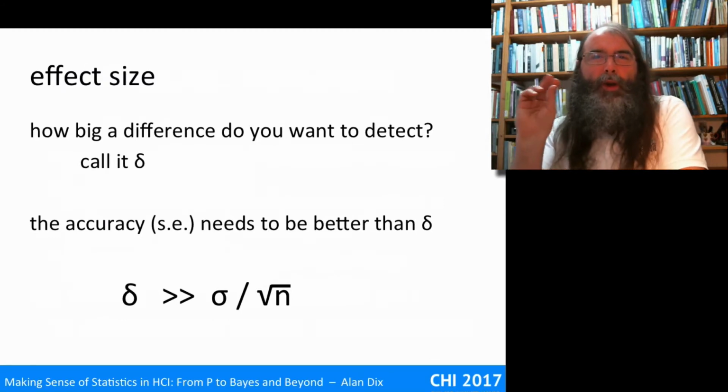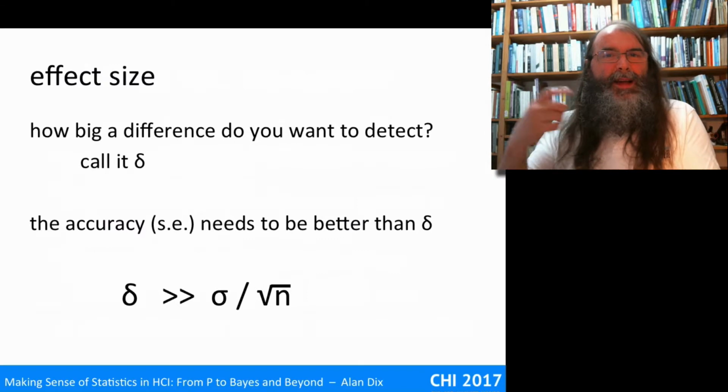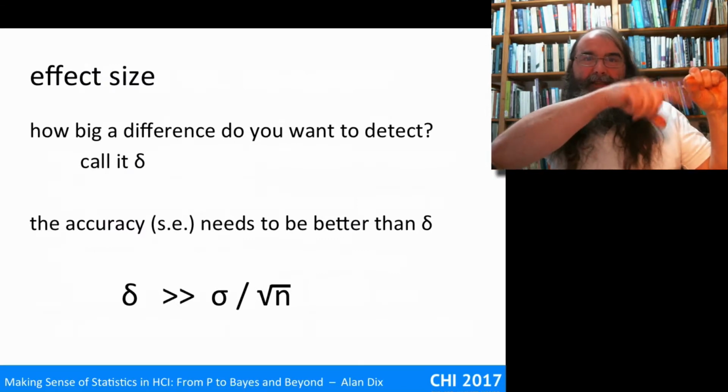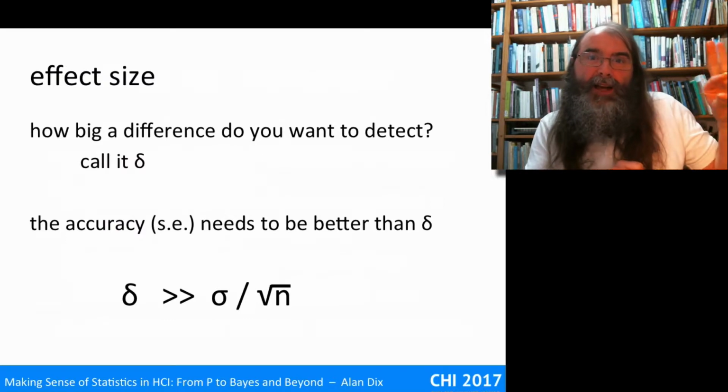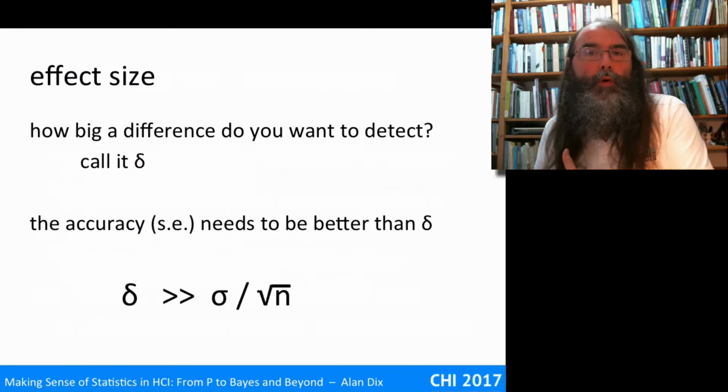So that's going to be 1.5 inches. So if the amount my average is likely to vary about is 1.5 inches, I'm not very likely to be able to detect a half-inch difference. I'm going to need a lot more.